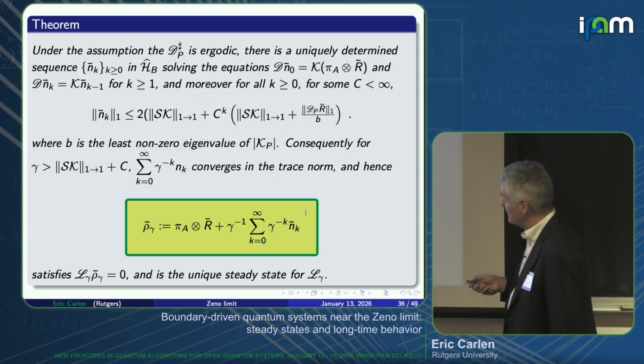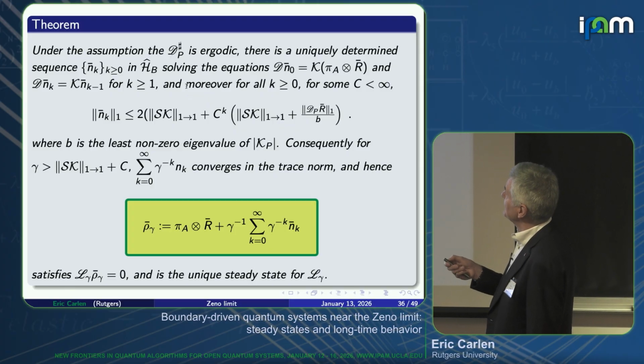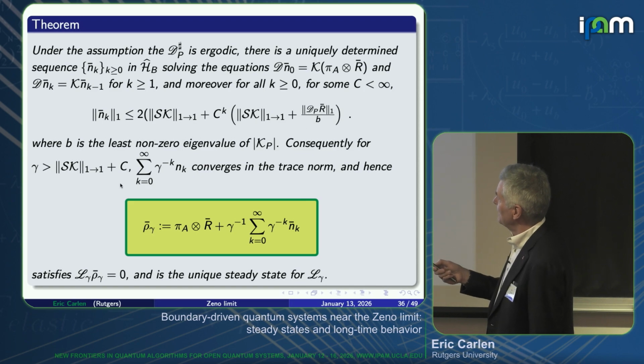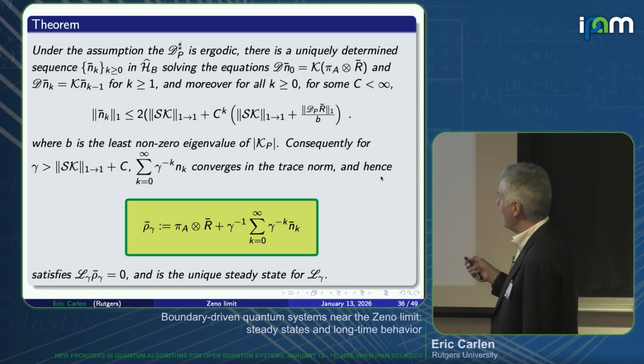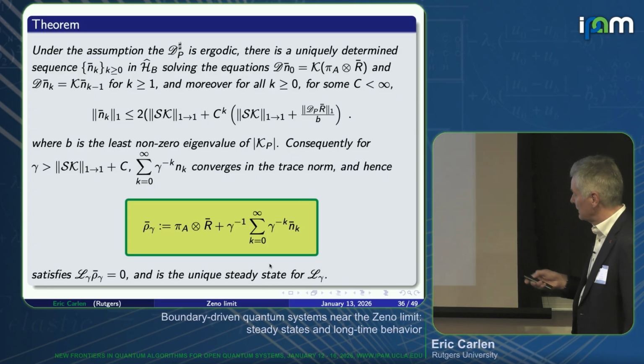And so here's what comes out of this. So under the assumption that D_P sharp is ergodic, there's a uniquely determined sequence solving the system of equations. We've got some bounds like so, in terms of these norms, all of which can be estimated, okay? And so if this, okay, so consequently for gamma bigger than this constant, this right over here, this constant, then we get convergence in the trace norm, and this is your unique steady state, okay?